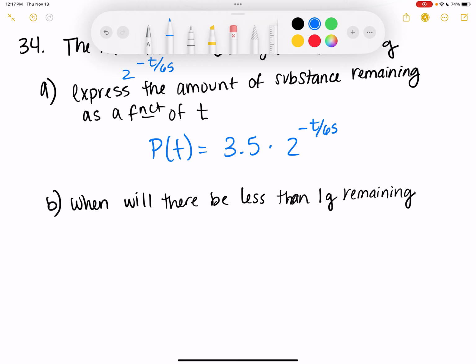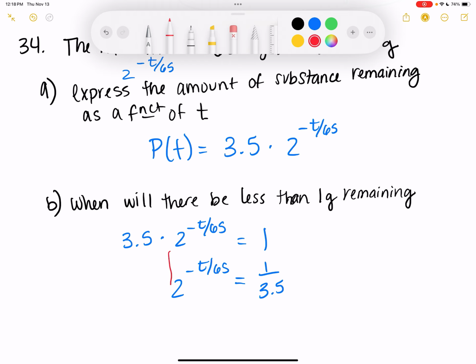So I'm going to replace P of T with 1, just like I did in the previous problem. So 3.5 times 2 to the negative T over 65 is equal to 1. Divide by 3.5. So I've got 2 to the negative T over 65 is equal to 1 over 3.5. Obviously, under normal circumstances, I don't really want a decimal and a fraction. However, I'm going to be plugging it into my calculator to the log, so it really doesn't matter. It's going to figure it out for me. It just doesn't look nice on paper.